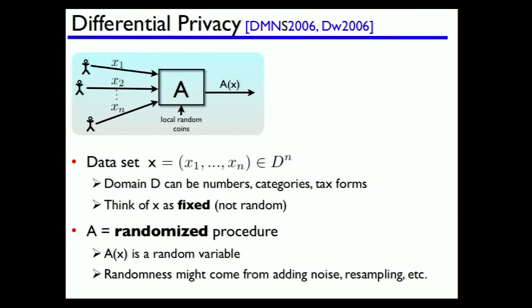Okay, so formally, here's the picture. We've got this data set, x1 through xn. Each of the entries in my data set could come from some domain. This domain can be arbitrarily complicated. It could be numbers. Could be categories. It could be, you know, your tax forms. It could be some complicated high-dimensional summary of your data. We're going to think of x as fixed, not random. But there is randomness involved. I'm going to think of the algorithm A as a randomized procedure. And in particular, for every fixed x, A of x is a random variable. And that randomness might come from adding noise. It might come from resampling or all sorts of things like that.